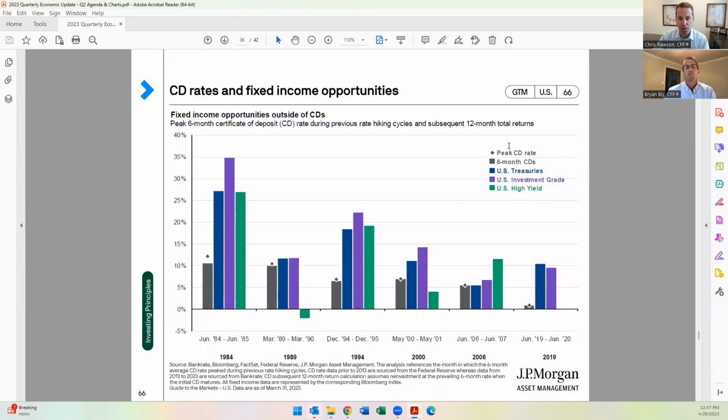And so these are some of the data points when you reach peak CD rates, which we're expecting to reach maybe by the summer or maybe just after the summer. And then how do we do after that? So the vast majority of the time we see healthy returns in even our more conservative investments. And after the year like we had last year, it'll be nice to see some positive returns in our more conservative investments.